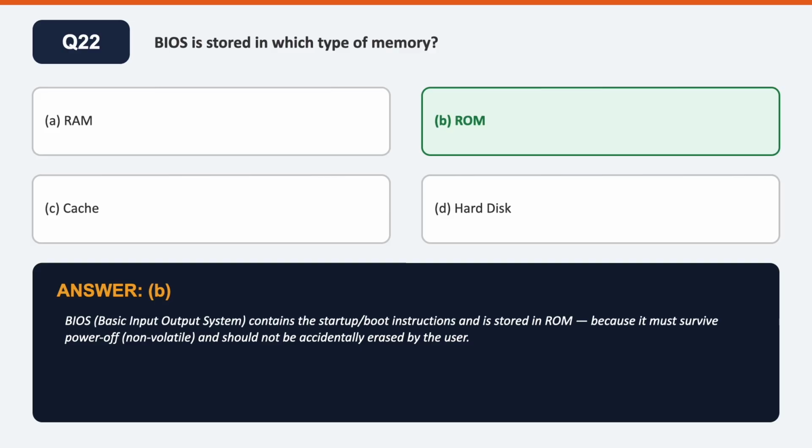Question number 22. BIOS is stored in A. RAM, B. ROM, C. Cache, D. Hard disk. Answer B. BIOS must survive power off. Only ROM is non-volatile. If BIOS were in RAM, the computer could never start.